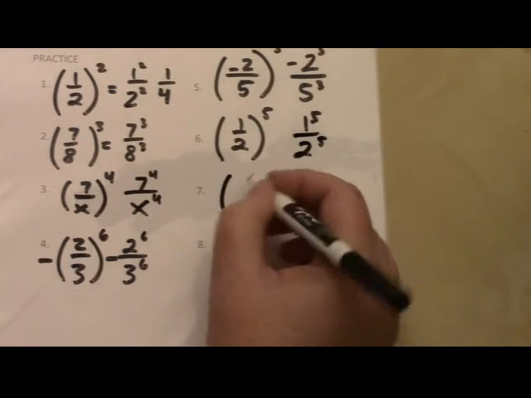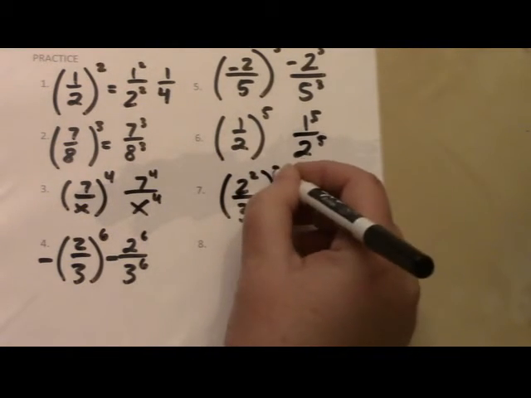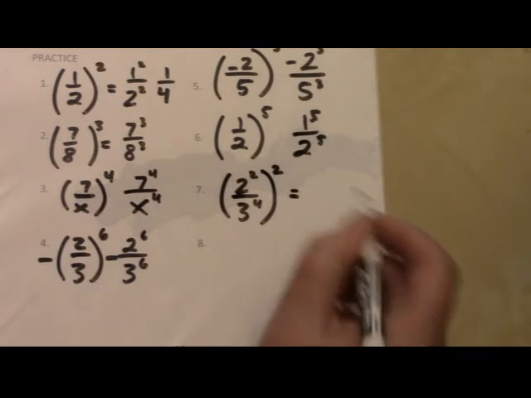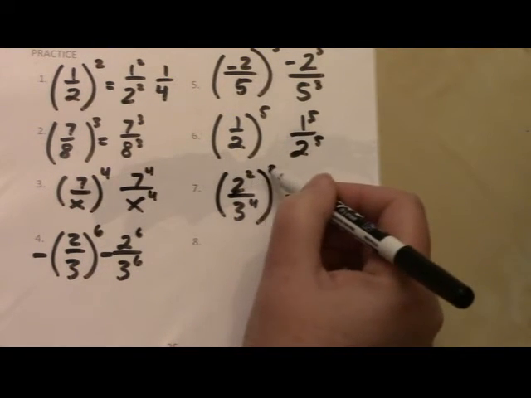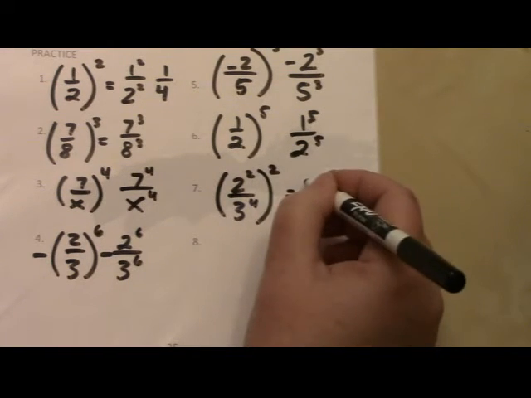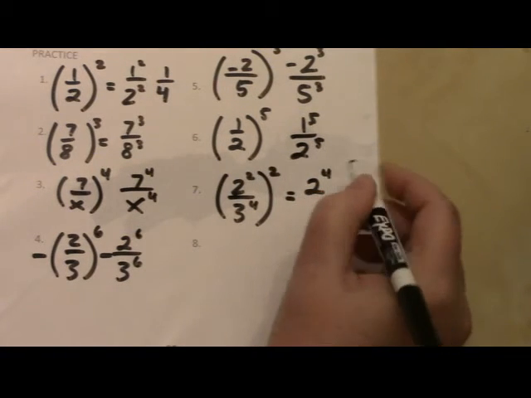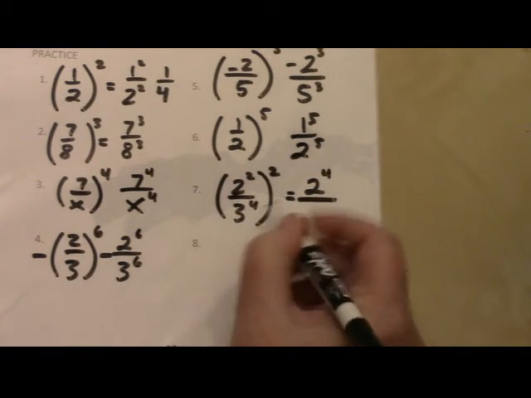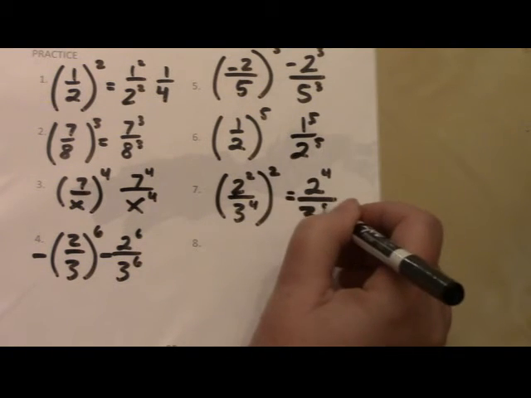What if I have something that's 2 squared over 3 to the 4th, and it's being raised to the power of 2? Well, now I have to remember there's an exponent on an exponent. My rule is to multiply. So this would equal 2 to the 4th, because 2 times 2 is 4. And this would be 3 to the what? 4 times 2, this would be 3 to the 8th.